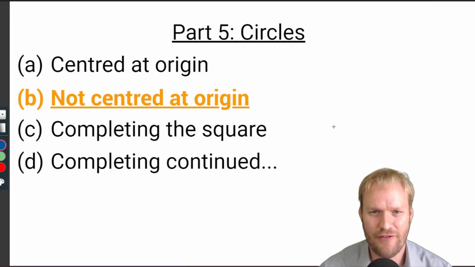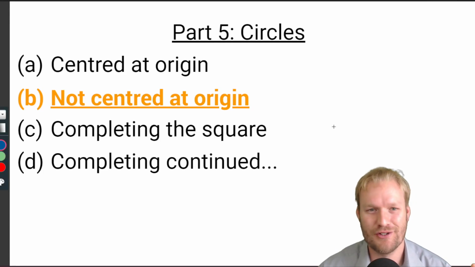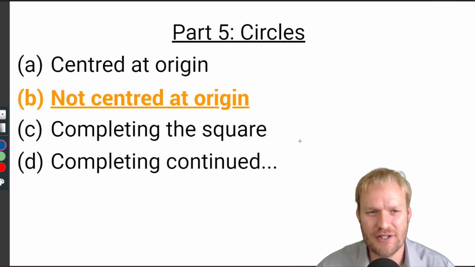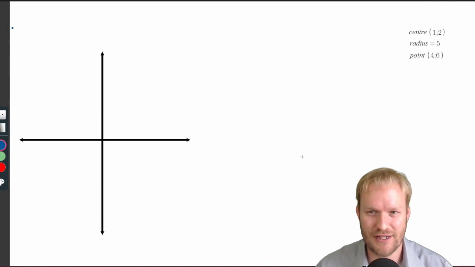Welcome back. We're in part 5 of Analytical Geometry and we're looking at circles. Previously we looked at those that were centered at the origin. Now we're going to look at some that are not centered at the origin. So here's an example of one.